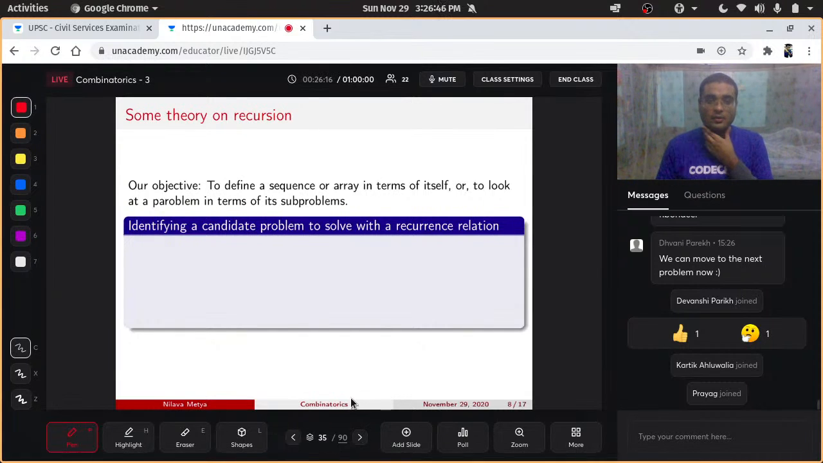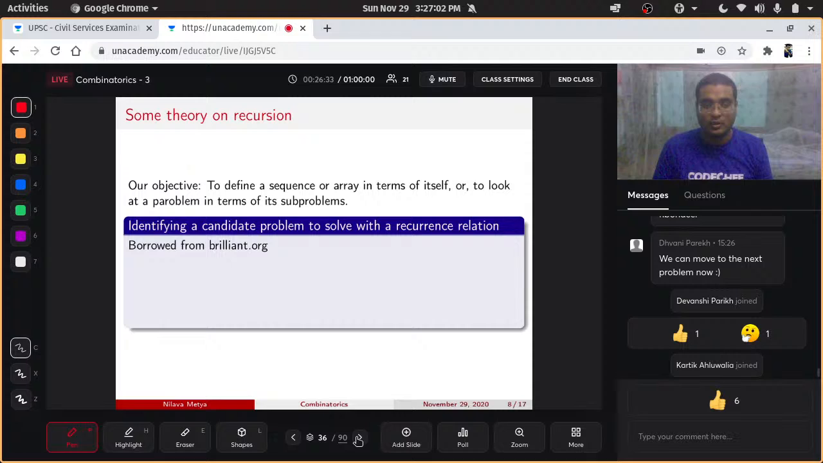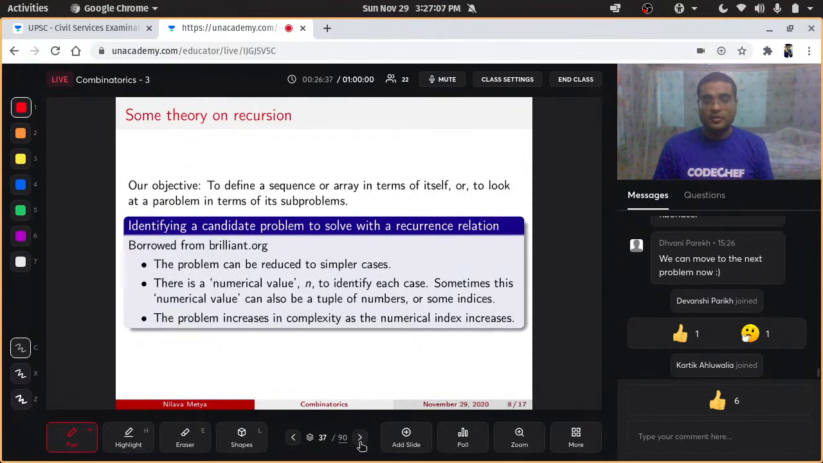Now how do we find a candidate? How do we recognize that this problem is solvable by recursion? This will be covered in more detail in DP with more practice problems. I have borrowed this from brilliant.org. These are the exact points that are stated. So you check if the problem can be reduced to simpler cases. I solve the smaller problems and then I combine them to get the larger problem.